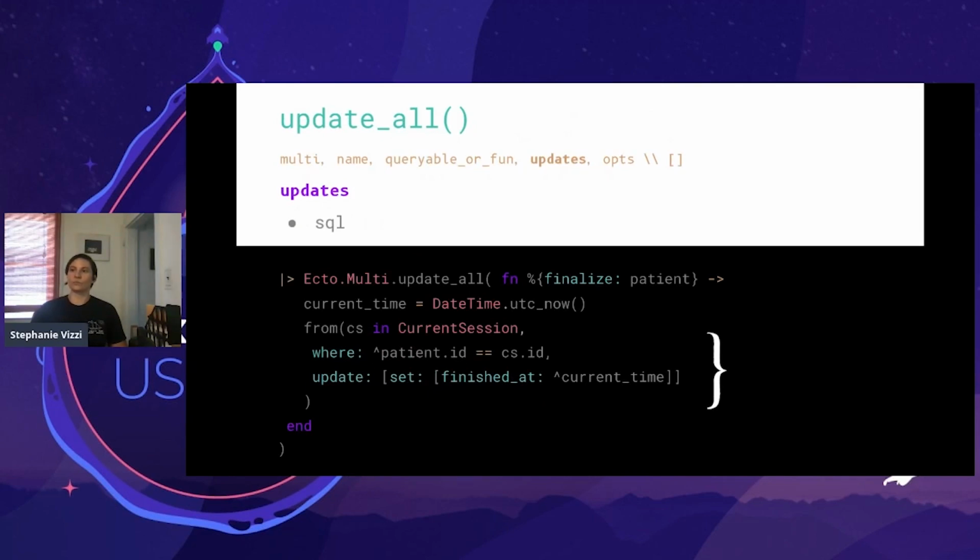Updates, you know, the SQL here we're going to use. So in this example, we're doing update all again here. We're using a function. We've got this current time variable I've created, and then we're just doing our queryable again right in here.